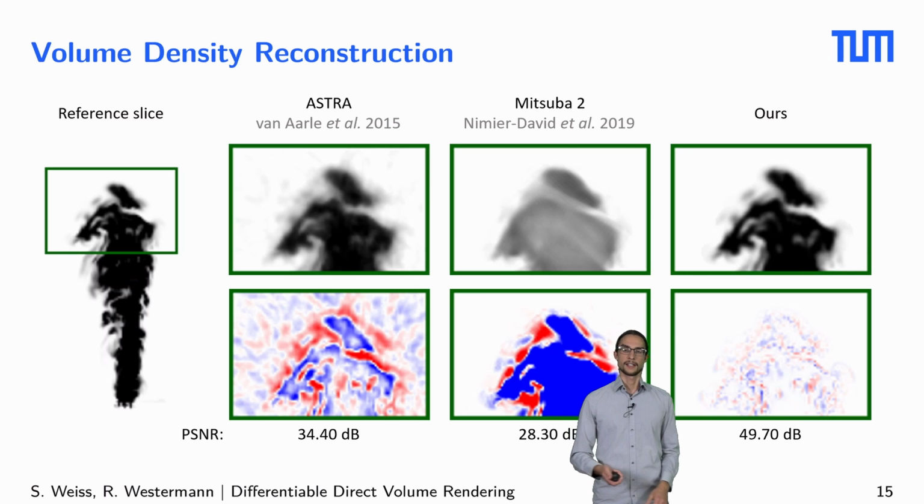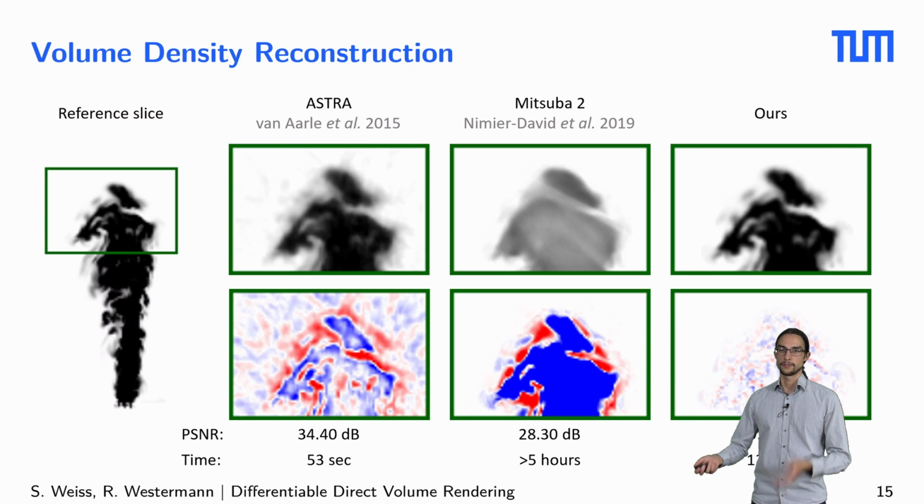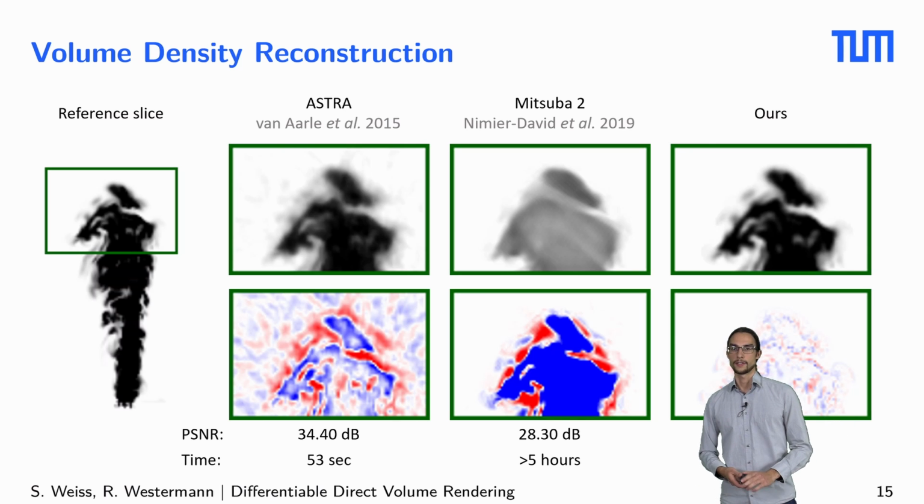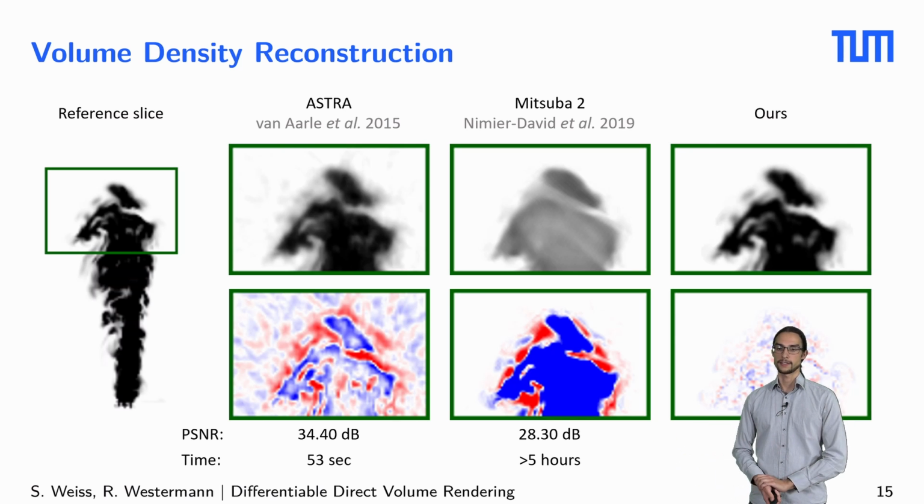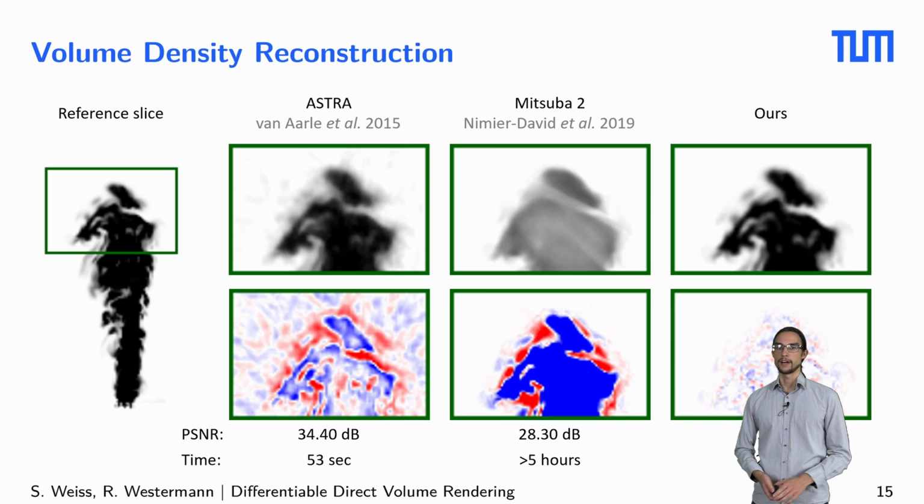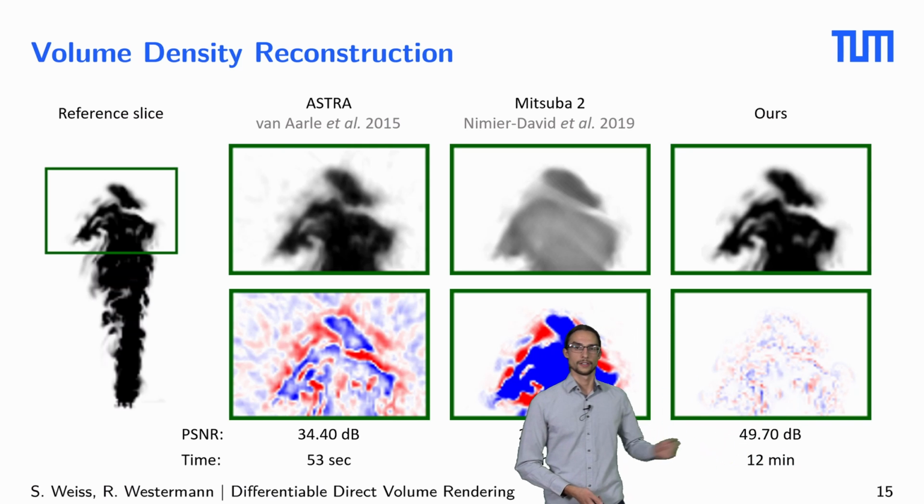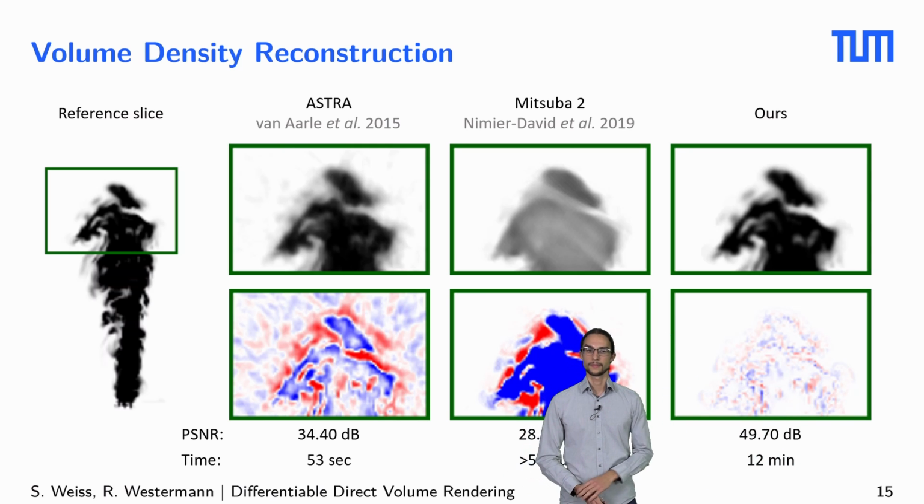When we have a look at the timings, Astra, being a specialized method for just this absorption-only model, has the fastest runtime with 53 seconds. Mitsuba 2 is tailored for Monte Carlo path tracing and requires over 5 hours for convergence. Our method finishes in around 12 minutes.